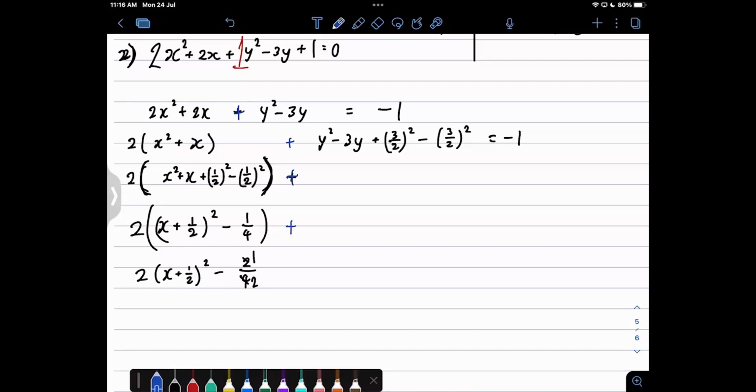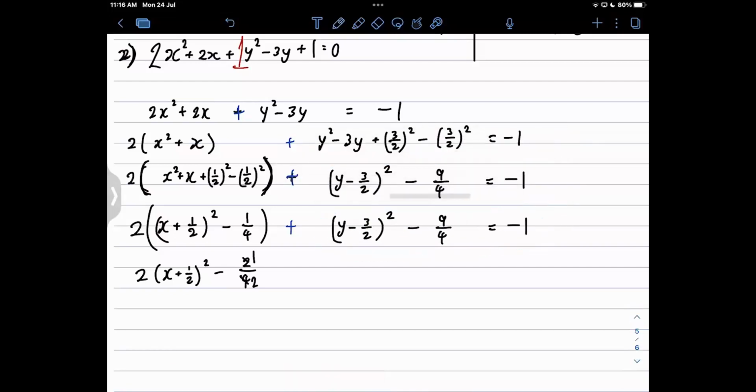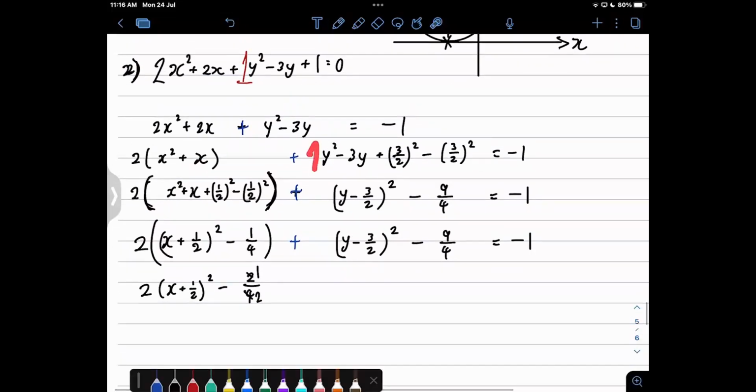Plus this guy, first 3 terms becomes y minus 3 over 2 bracket square minus 3 over 2 bracket square. I can evaluate it. Let's just write it as 9 over 4. We got -1. This part is easier because the coefficient of y is a 1, so I don't need to factor out the coefficient first. Right here for the front part, I had to factor out the coefficient 2. Then later on, I need to multiply it back in, which makes my life a little bit more difficult.